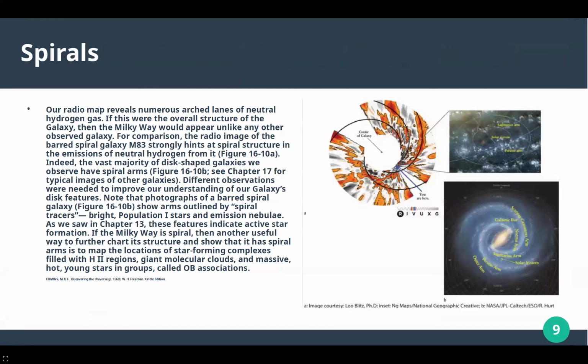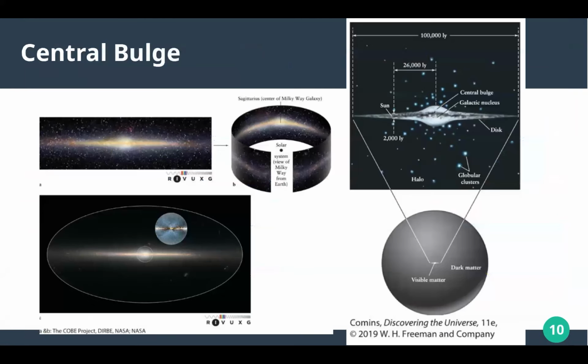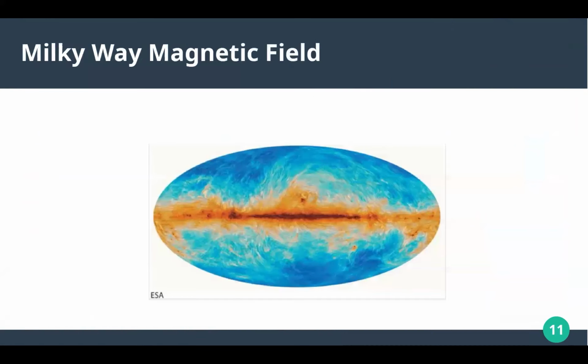If the Milky Way is spiral, then another useful way to further chart its structure and show that it has spiral arms is to map the regions of star-forming complexes filled with hot H II regions, or hydrogen 2 regions, giant molecular clouds, and massive hot young stars in groups called OB associations. The galaxy looks a little like this from our observations. It also has a magnetic field, which looks like this as we go over the galaxy, and the cause of that is not currently known.